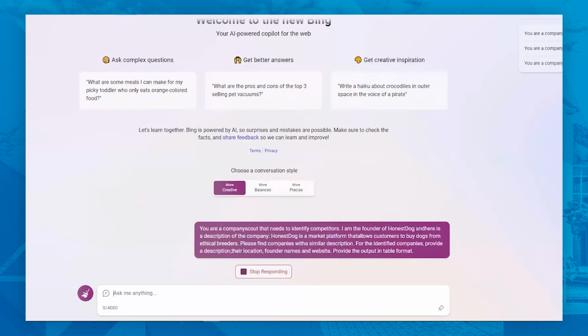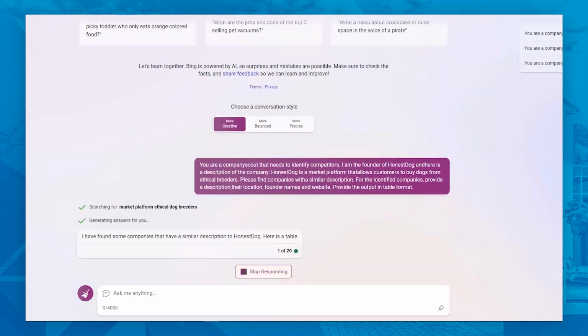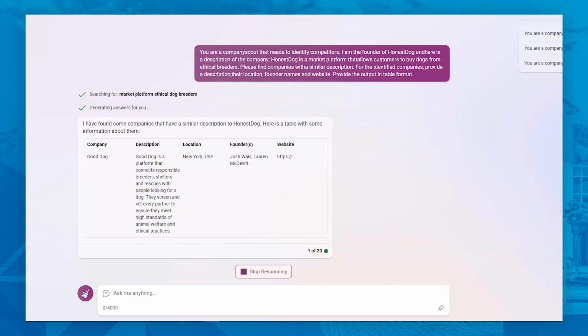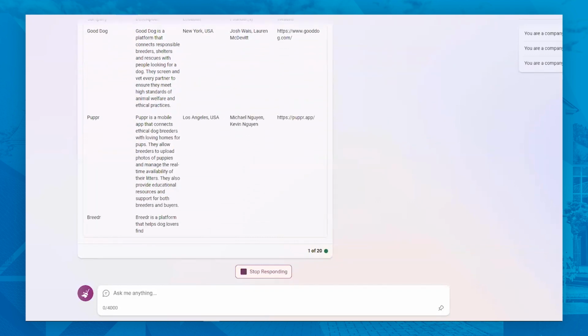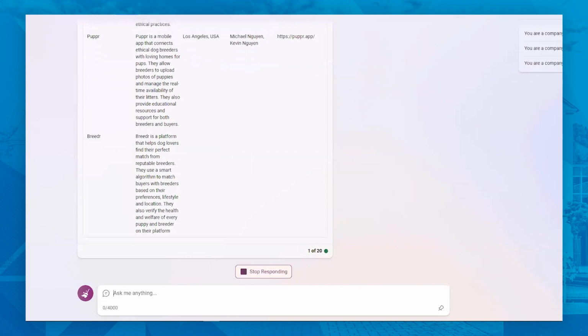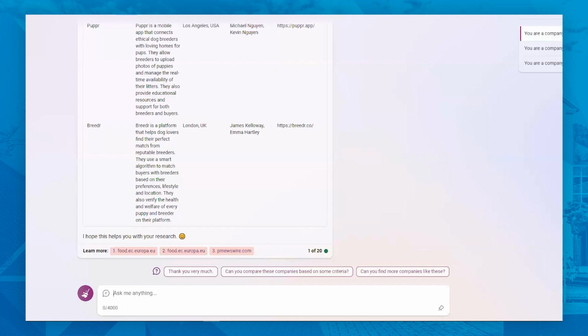Now it starts generating the response. And you see it's also searching on the internet. That's why it's saying here, searching for market platforms. And then it starts to identify. It's now identifying a company called Good Dog, Pupper. And you see it also gives you immediately the website of the company, who has founded it. We have breeder. So these are 3 examples of companies that Bing Chat immediately has identified.